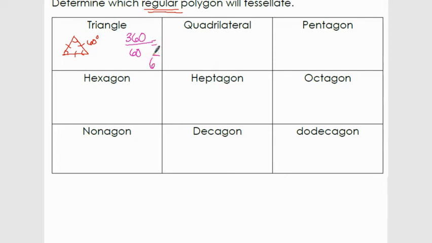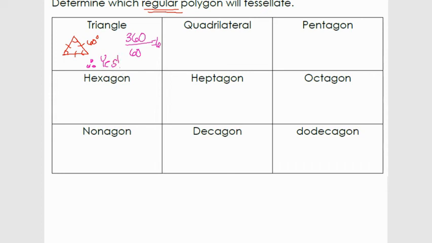But because it's a whole number, okay, let me write this in another place. Because that equals 6, therefore it will tessellate. If it divides evenly into it, it will tessellate. And so rather than writing out will tessellate, because we're short on space here, I'm going to put yes. Which of these will tessellate? This one will.